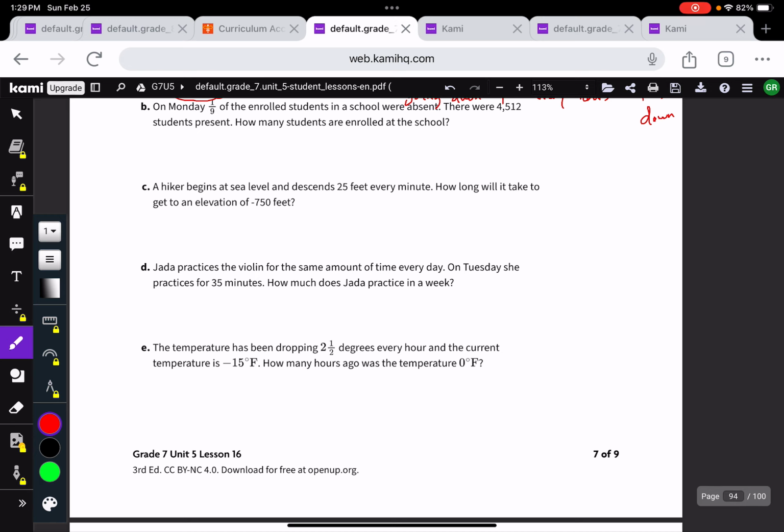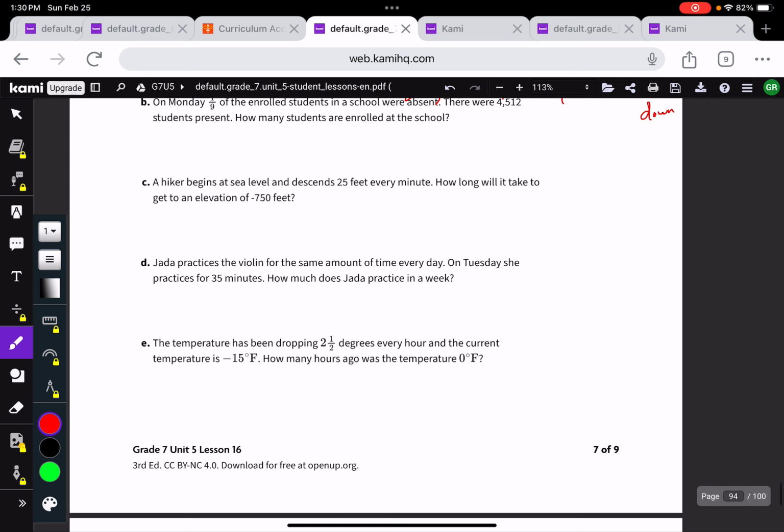Back when we did percentage increases and decreases, we started, if you remember, with fraction increases and decreases. But let's look at this. On Monday, 1/9 of the enrolled students in school were absent. That sounds like a lot, but if you think about what we were just doing, we had a ton of people absent, so it's possible.